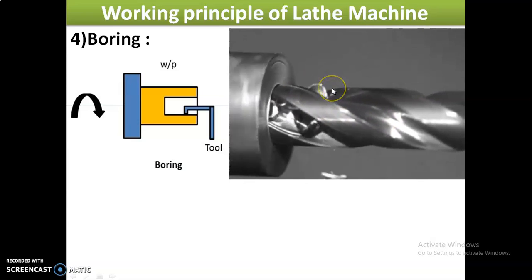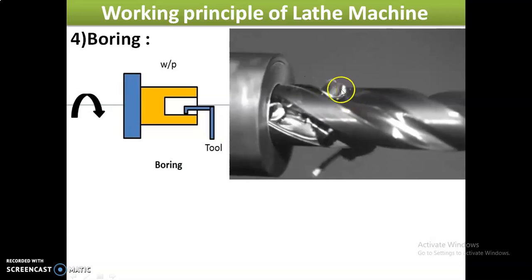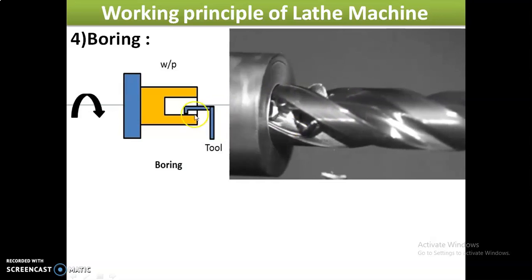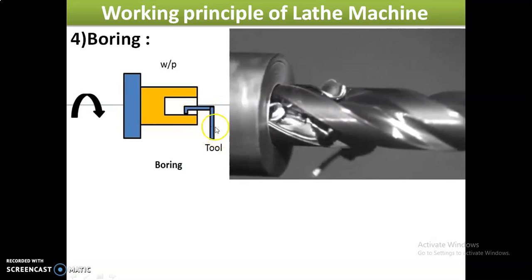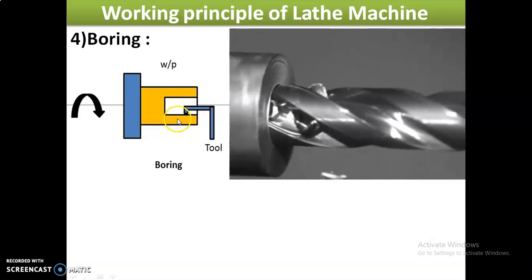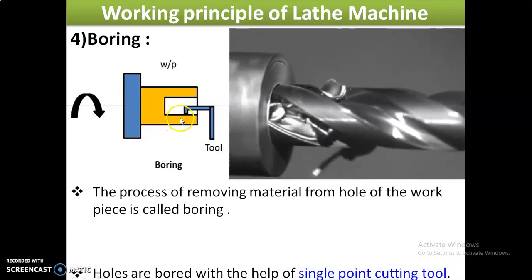Holes are bored with the help of a single point cutting tool. I hope you understand about the boring operation.